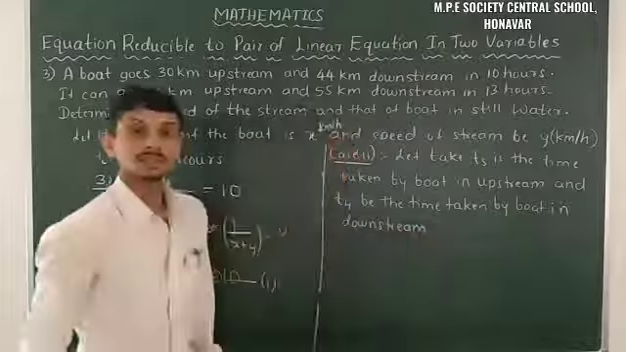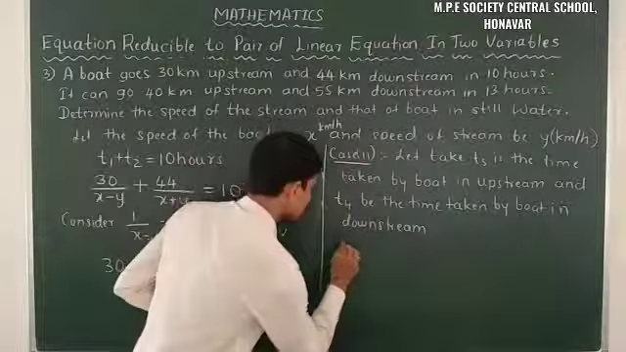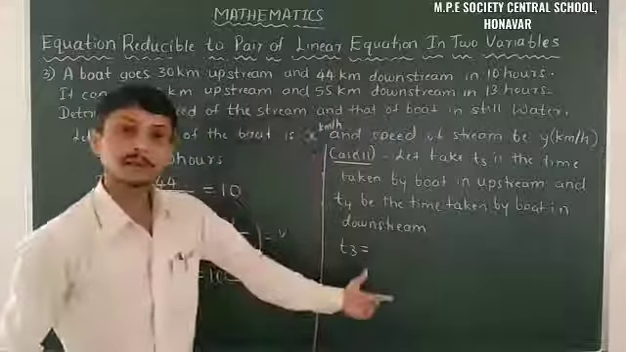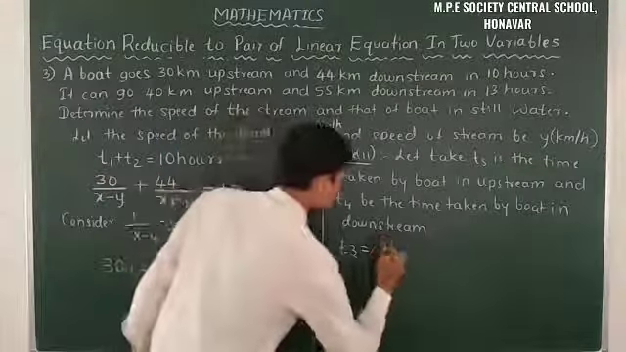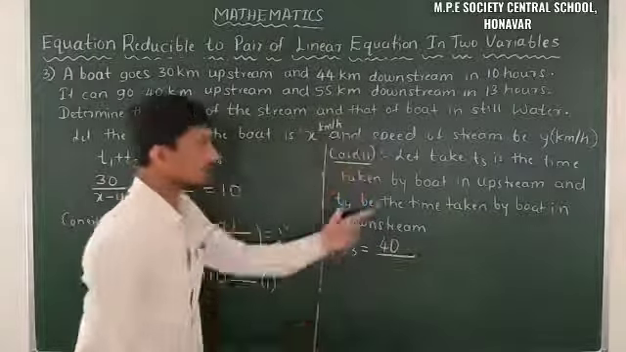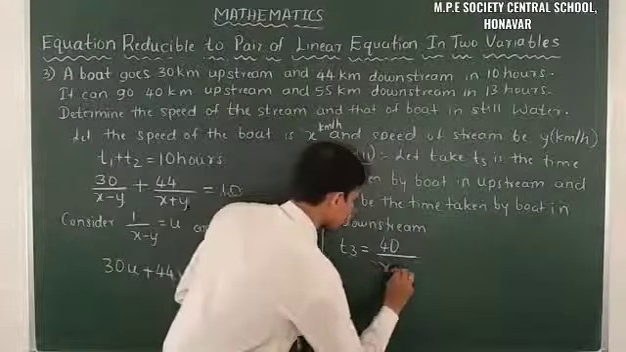Yes. So just take T3. T3 is equal to distance by speed here. So what is the distance here? 40 kilometers. So 40 divided by... it's in the upstream. That means it's x minus y.